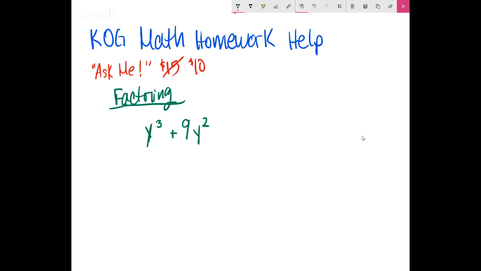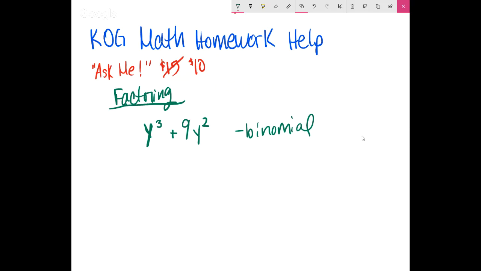This is an expression. An expression is basically terms that don't have an equal sign at the end of it. This is a binomial because there are only two terms. So there are two terms, and you may be asked to factor this binomial.